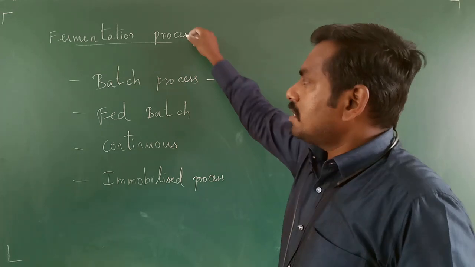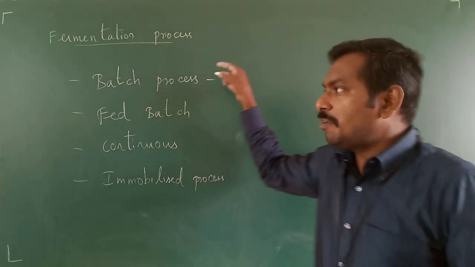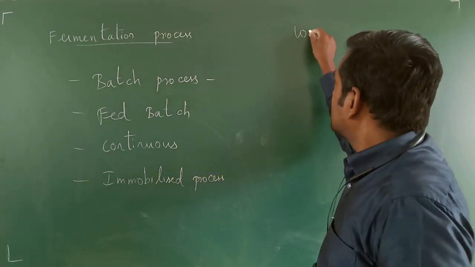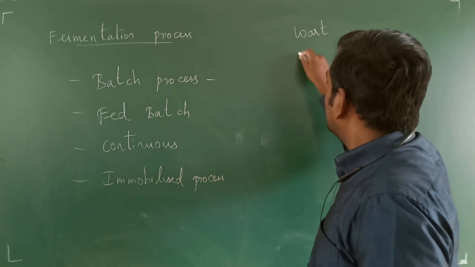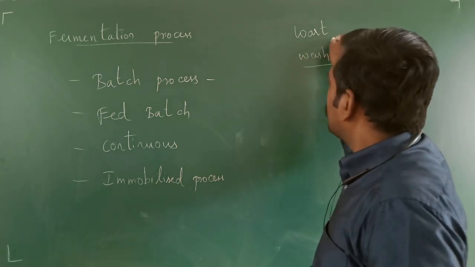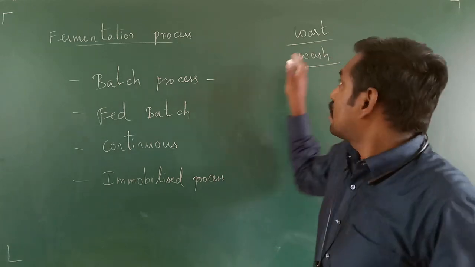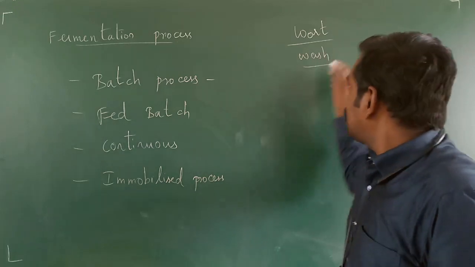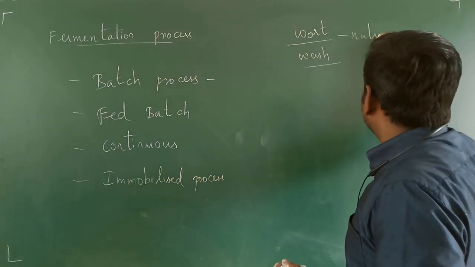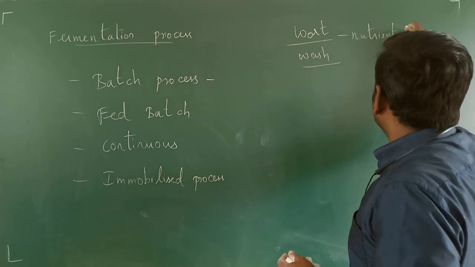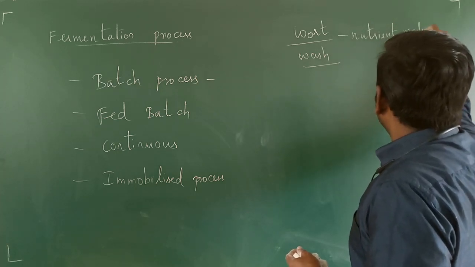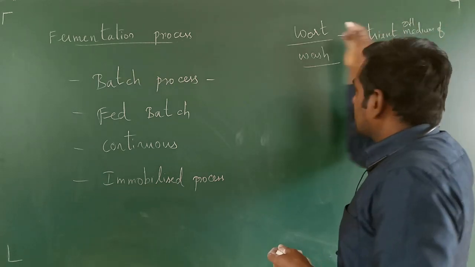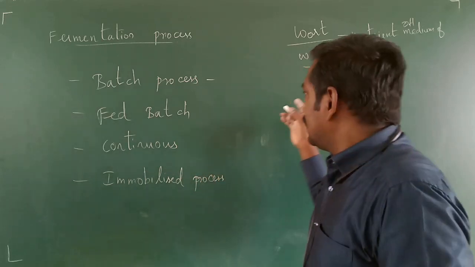Batch process. Once the fermentation process is started, you have two components called wort and wash. Wort and wash, right? What is meant by wort? Wort, and the wash. It is the nutrient medium for alcohol.